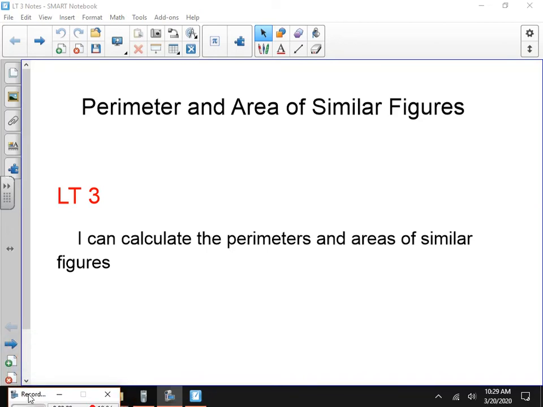Hello everyone, today we are going to do Learning Target 3, Perimeter and Area of Similar Figures. Remember that if I go too fast, go ahead and pause the video. You do want everything that I write or have on my screen on your notebook paper. Okay, so feel free to pause it if you need to.